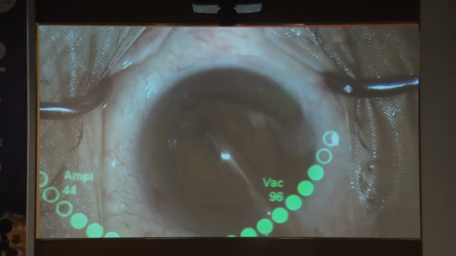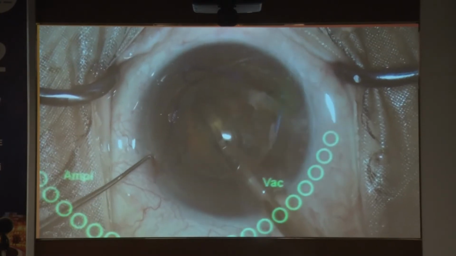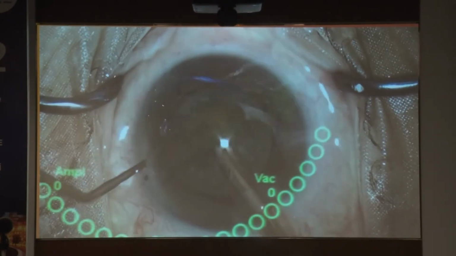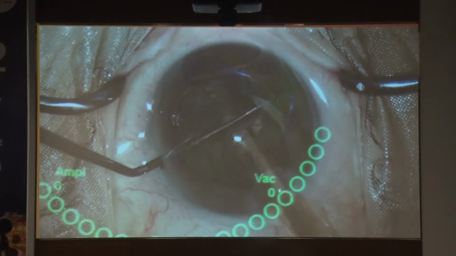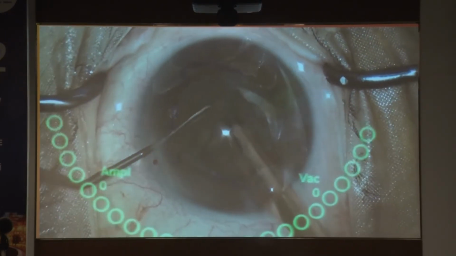And of course, it goes without saying that you have to rotate the nucleus in all these cases because you can't leave anything to chance. It's not a routine case. So you want to make sure that your lens is rotating before you go inside.